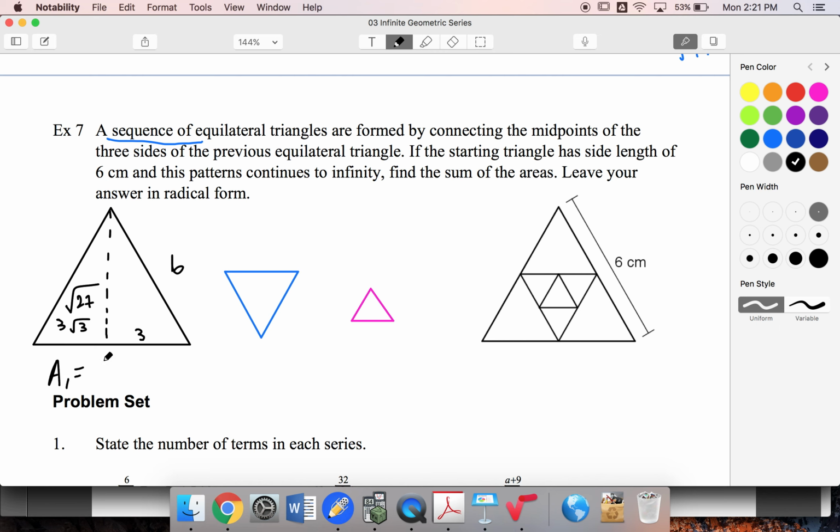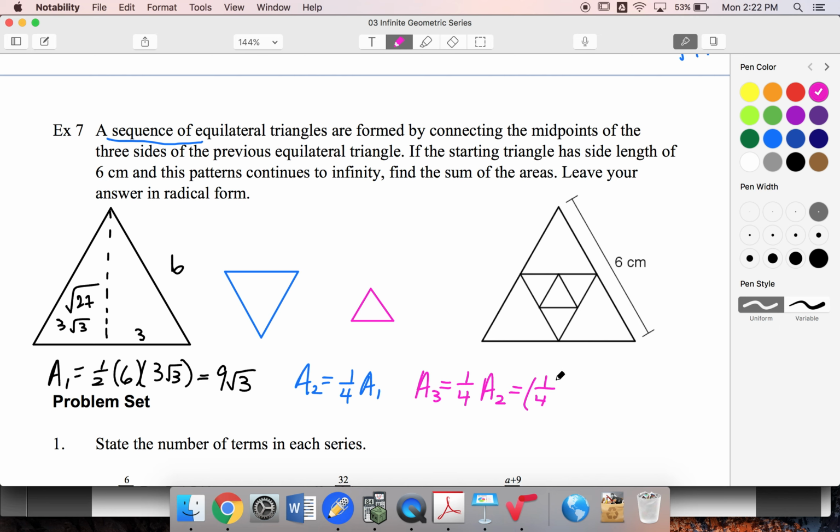So area 1 is going to be half times the base. Remember, the whole base has a length of 6, times my height. Half of 6 is 3, that gives area 1 an area of 9 root 3. Like I said, area 2 is going to be 1/4 of area 1. Area 3 is going to be 1/4 of area 2, but that's the same as 1/4 times 1/4 of area 1. So I could say 1/4 squared times area 1.